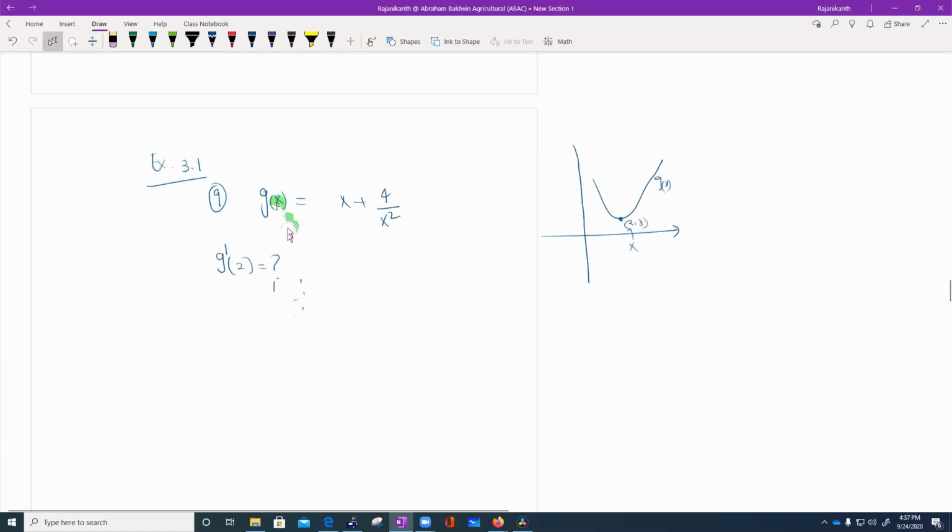What is g prime of x? Simply I'm asking you, hey, could you differentiate this function? x plus 4 over x squared. Take a piece of paper. Negative 8 over x to the third. Say it again. Negative 8 divided by x to the third.